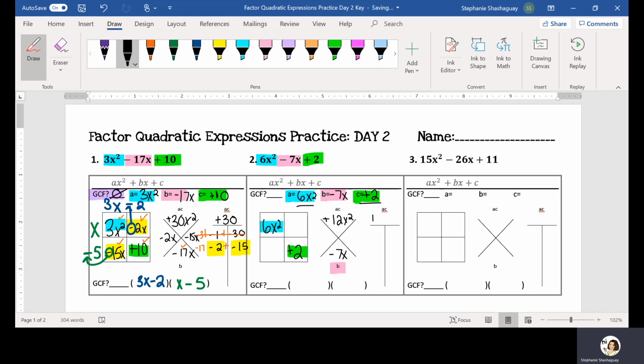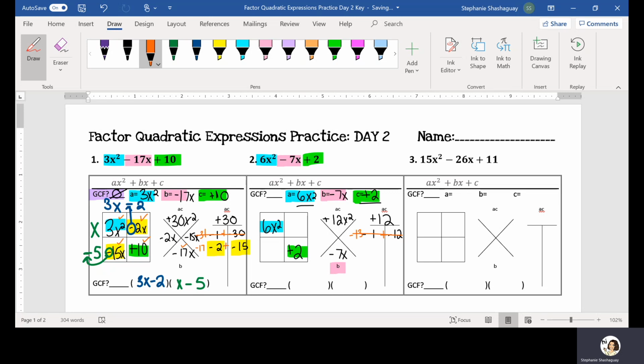So now I need to find the factors of a positive 12 that add together and give me a negative 7. Well, again, like I did before in question 1, I have a positive product, but a negative sum. So that means both numbers are going to be negative when I'm looking at my factors. So negative 1 and negative 12. If I add those together, I'm going to get a negative 13. That is not the answer I'm looking for.